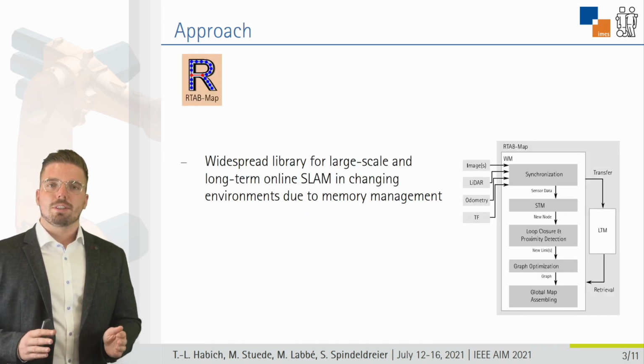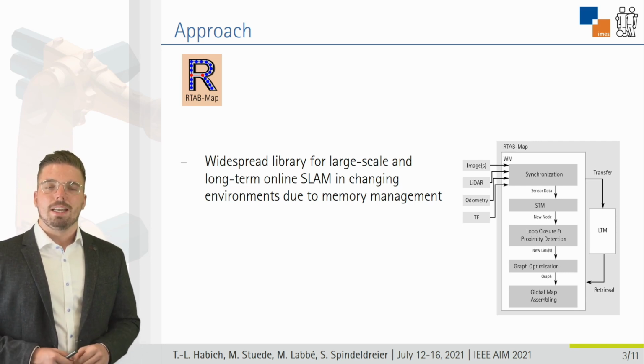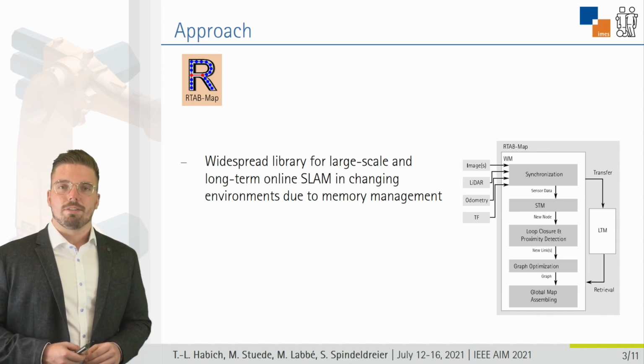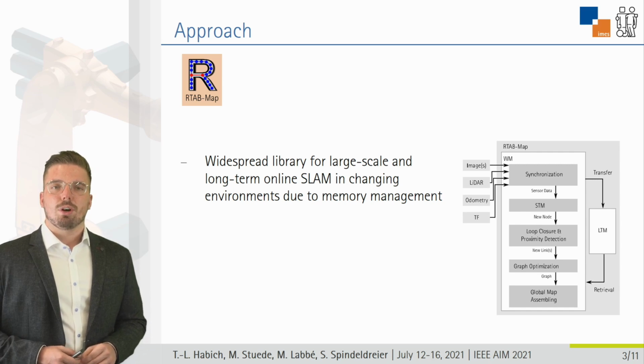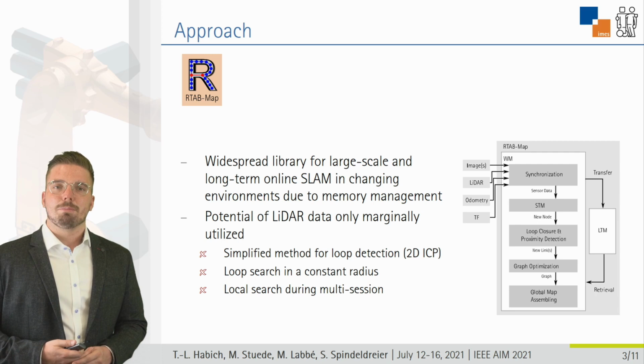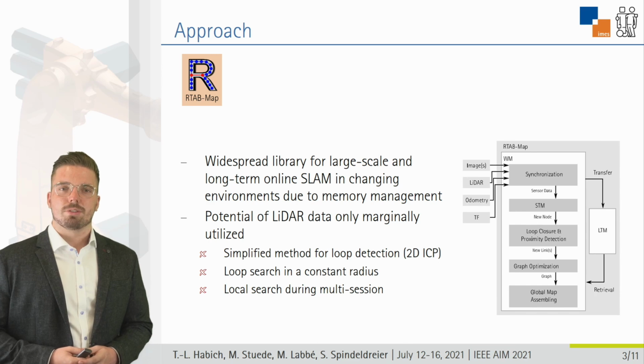The basis for this is the widespread online SLAM library RTAB-Map. It is suitable for large-scale and long-term online SLAM in changing environments due to the use of the different memories. Although LiDAR data can be used by the proximity detection module for loop detection, the data is only marginally used.